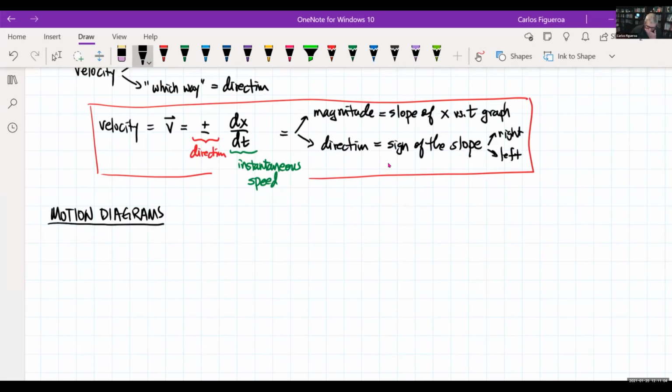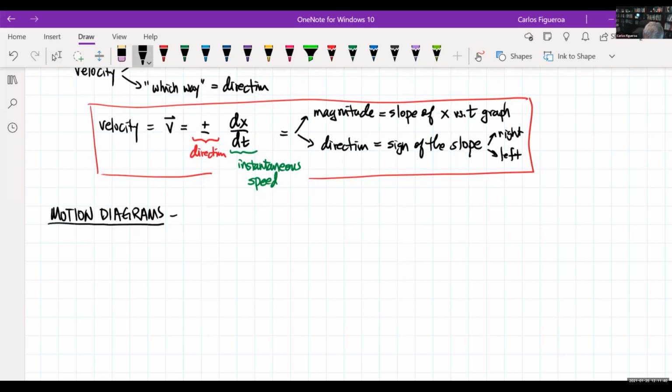Motion diagrams. So what is a motion diagram? In order for us to understand motion, we analyze the strobed motion of an object. The strobed motion of an object is essentially the history of that motion.